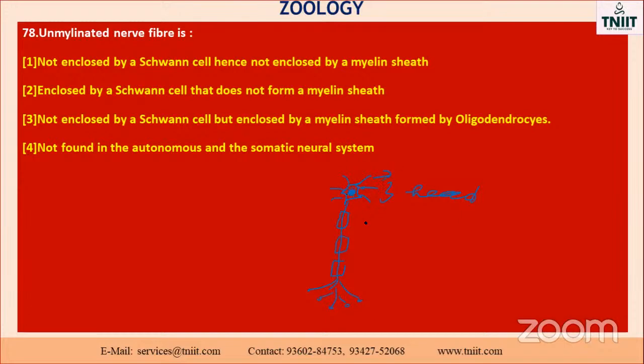This one is called dendrites. This is myelinated. What is the meaning of myelinated? It is also covered by a sheath-like structure. This is myelinated. Okay, mostly found in the CNS, the central nervous system.